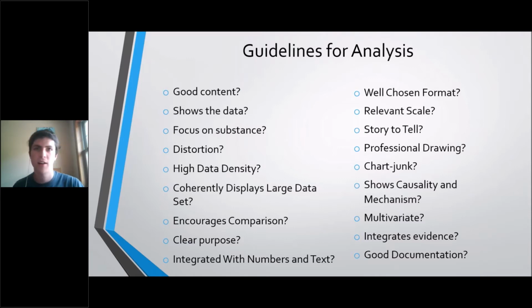Some of these are more obvious, such as, is the scale well chosen? Is the data distorted? Is there a clear purpose? Others are much easier to overlook, such as, are causality and mechanism explained? Are numbers and text integrated together, or are they separated? Are comparisons encouraged? Or is the data dense enough to take advantage of our eye's ability to intake a lot of data, or is it sparser than it could be?